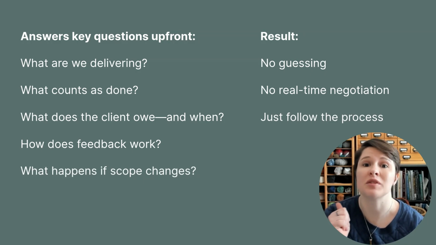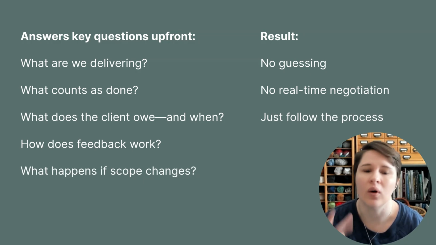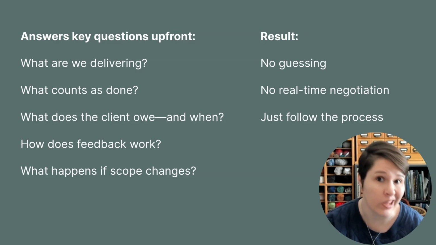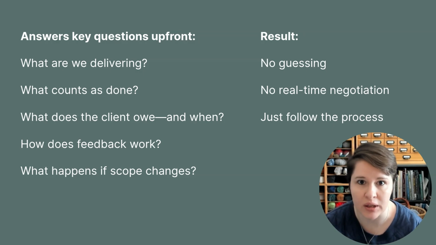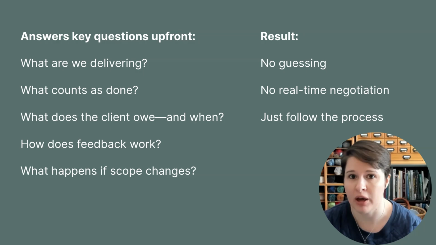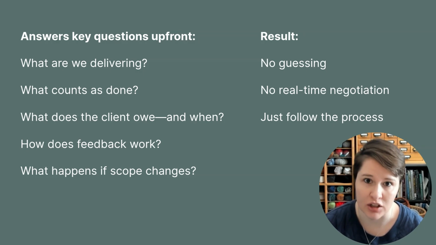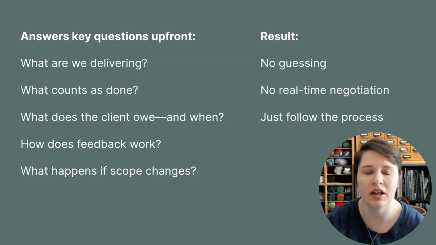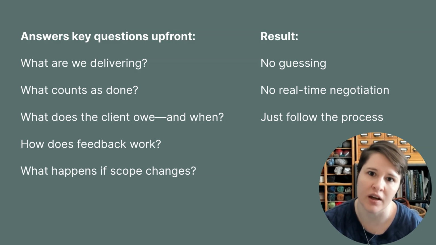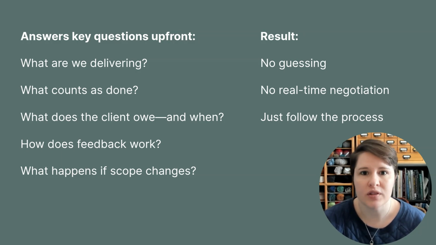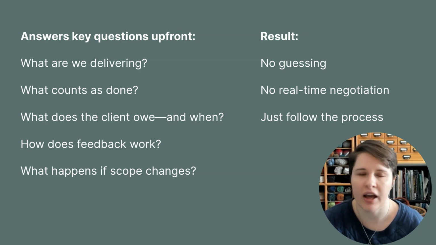The generator is designed to answer questions that prevent scope creep from starting. Things like, what are we delivering? Specifically, what counts as done? What does the client owe us, and when? How does feedback work? How many rounds are included? How do we need to get the feedback to us so that we can use it effectively? What happens if the timeline changes? And what happens if a client asks for something that's outside our original scope of work? When those answers live in a scope of work, you don't have to negotiate from memory or make best guesses.